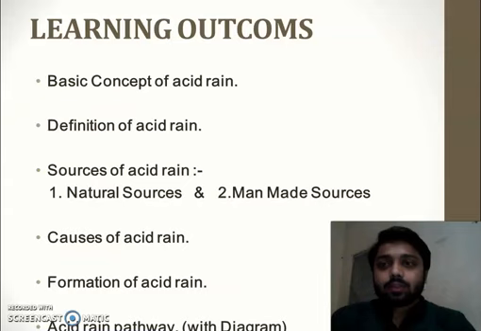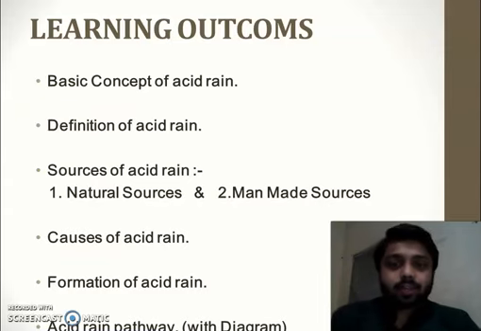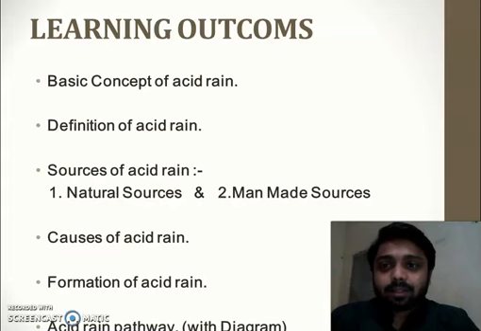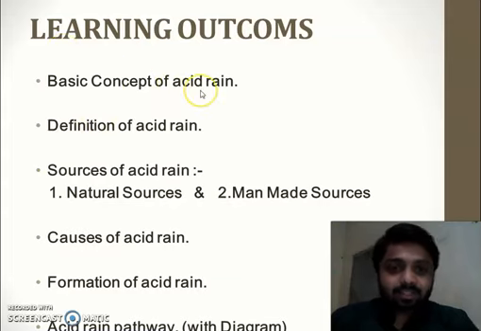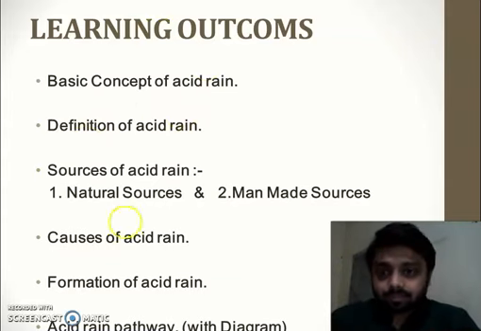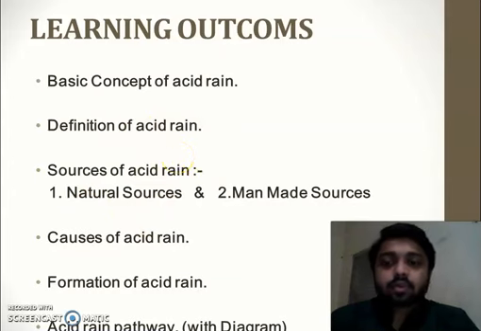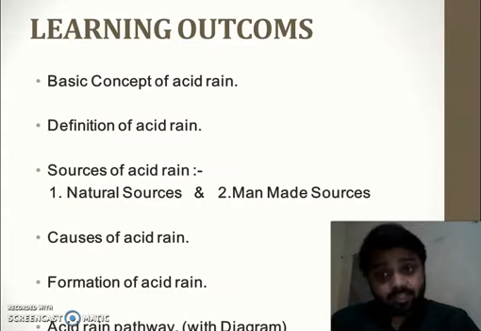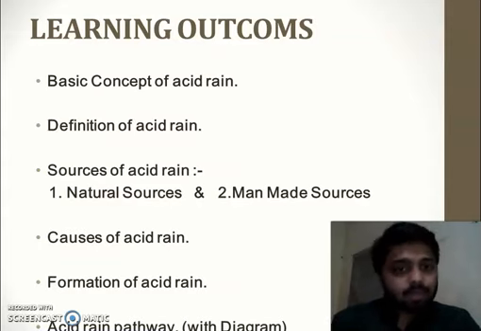Firstly, on this slide, we are going to understand the learning objectives. The first learning objective is the basic concepts of acid rain. What exactly is the basic concept? What exactly is the definition of acid rain? Second, the sources of acid rain, in which two types of sources are there. One is natural sources, second is man-made sources.